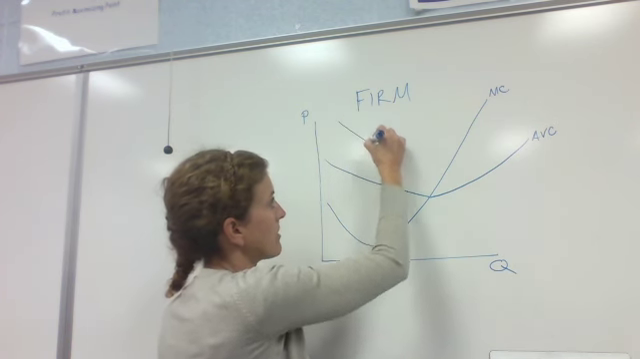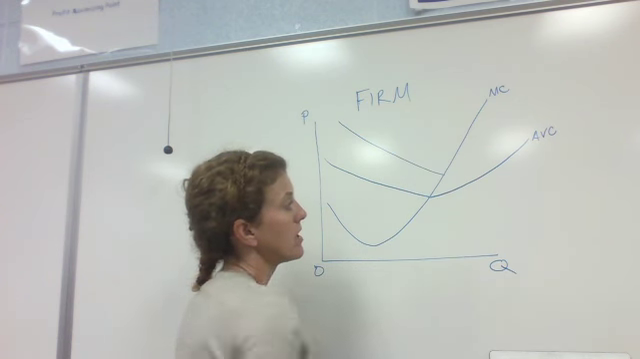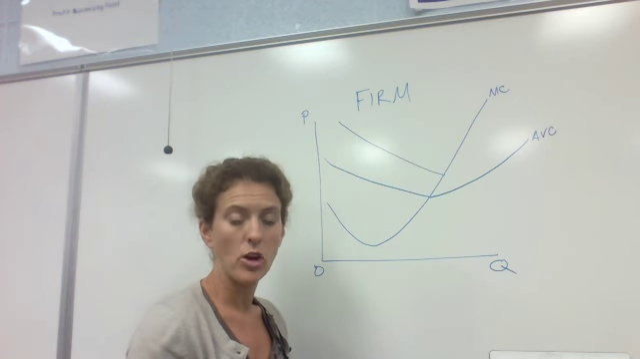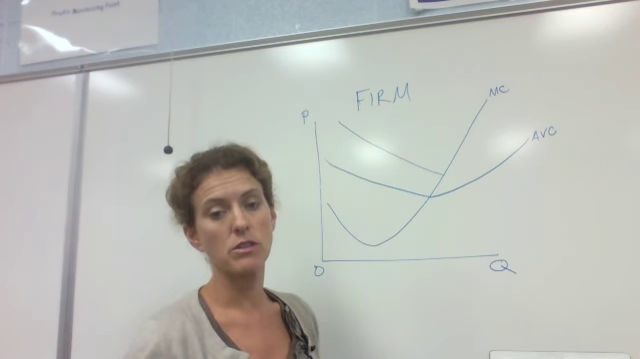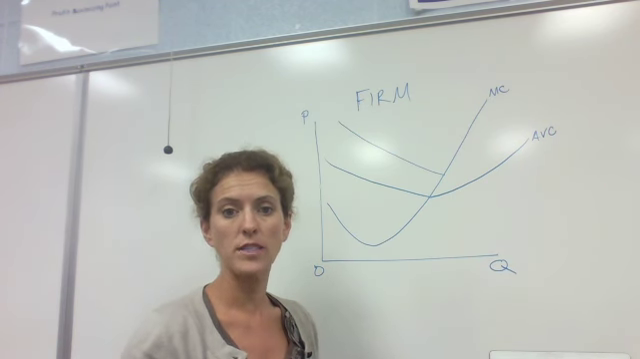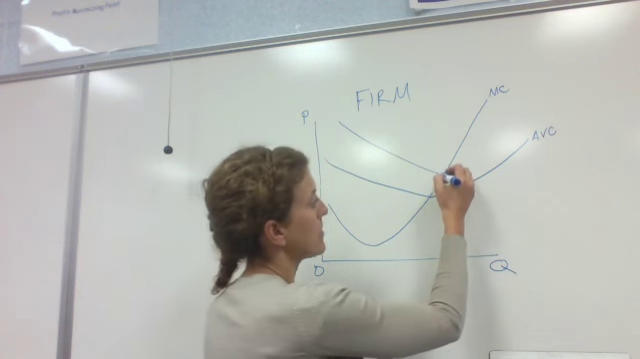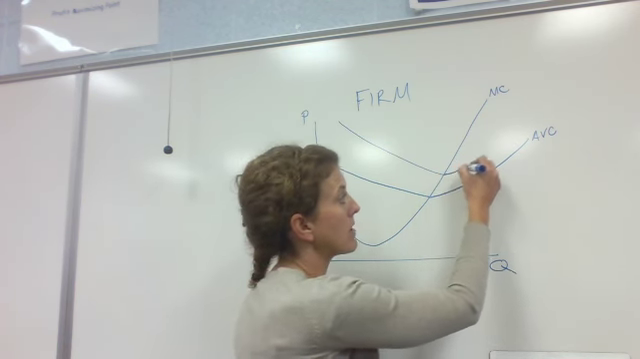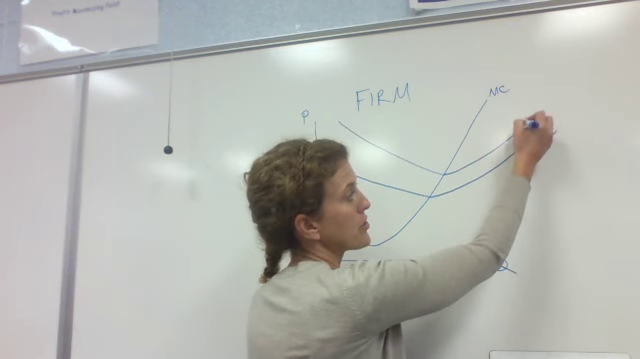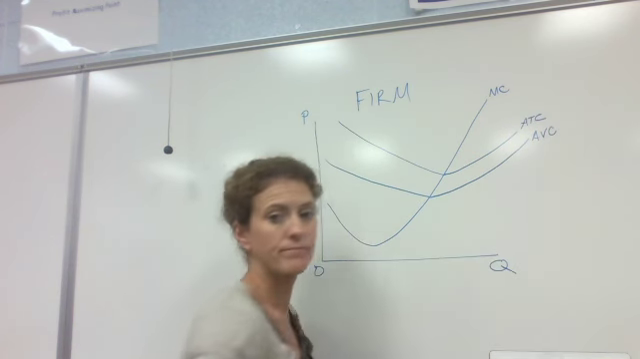So the average total cost curve descends until it hits the marginal cost curve. Again, the average total cost is equal to the marginal cost at the average total cost minimum point. And then from there we're going to swing it back upwards. It's going to rise, and it's going to be closer to the average variable cost curve.